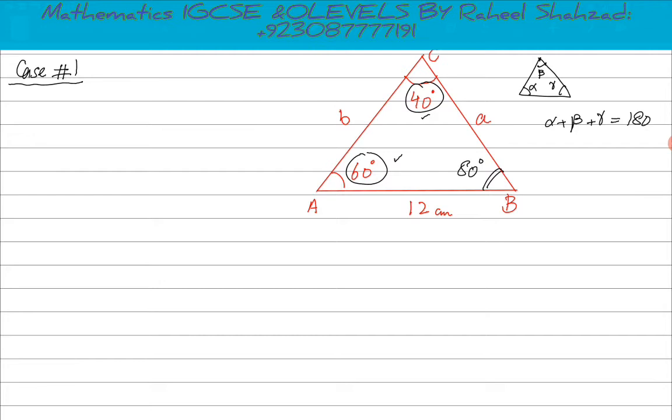After this we are going to apply the sine rule. Now let's have a look at how we are going to apply it. We have side a, that is unknown. Opposite to it is the angle 60.